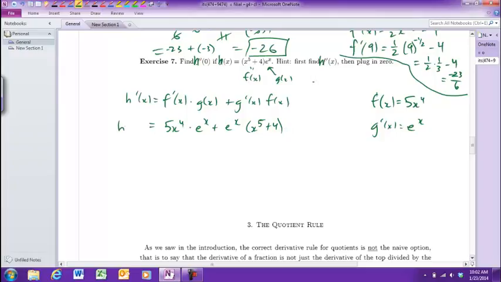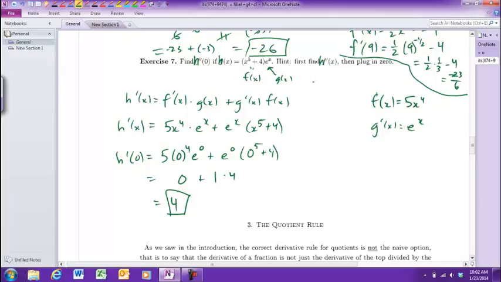And that's h prime of x, but I want h prime of 0, so I need to plug in 0 everywhere that I see an x. 5 times 0 to the 4th times e to the 0 plus e to the 0 times 0 to the 5th power plus 4. Well, this 0 to the 4th power will kill off that 5 and kill off that e to the 0, so that's just 0. E to the 0 is 1. 0 to the 5th power is 0 plus 4 is 4. So I get 4 as my final answer for exercise 7.